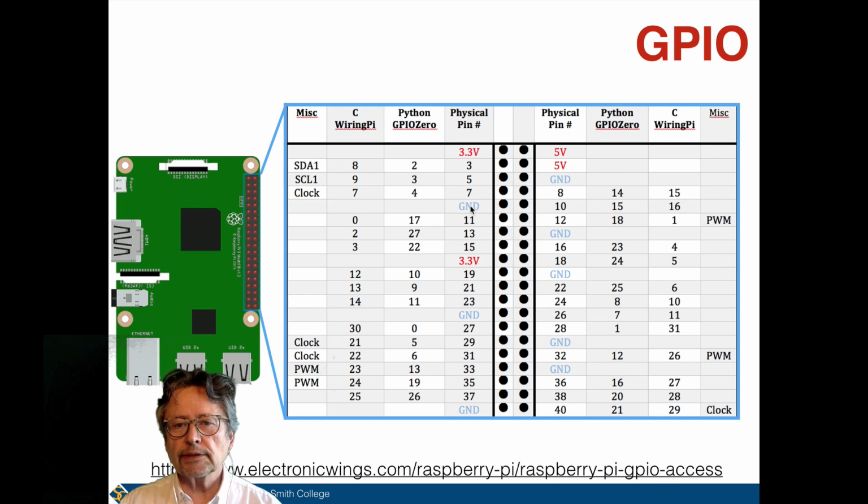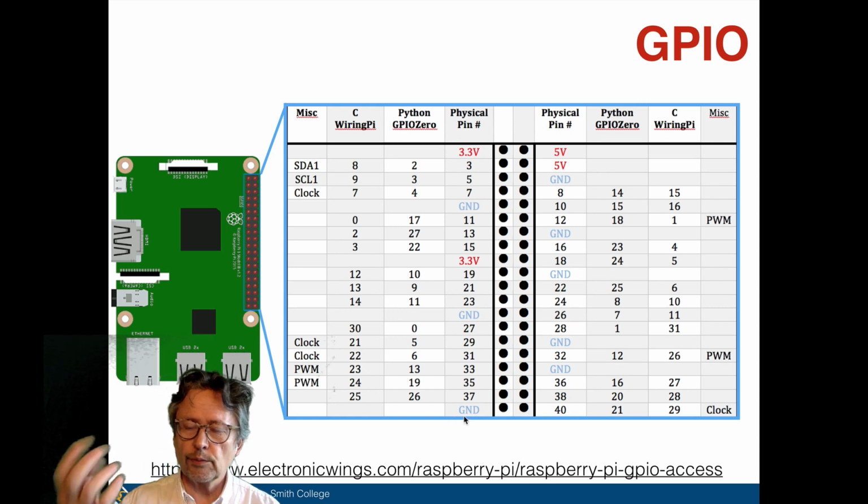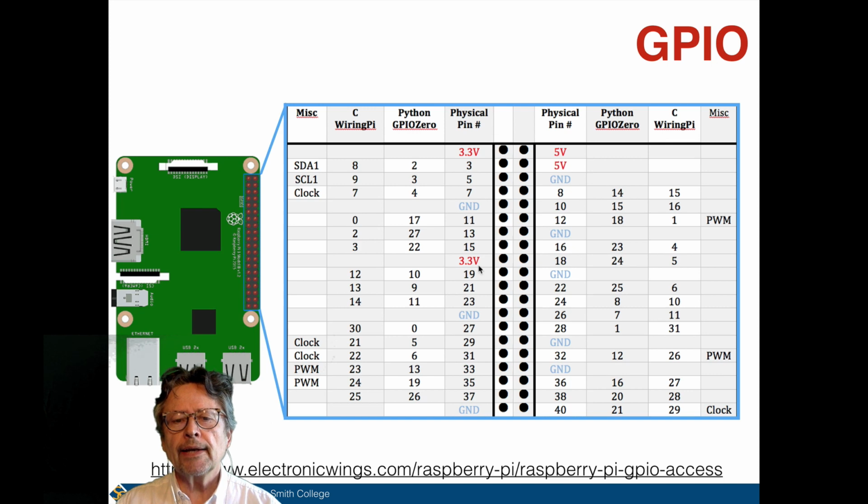So we have several grounds. If you need to connect to ground, we have several of them, and they're distributed throughout the connector, which is good. You don't want them to be all in one place. And another 3.3 volt here. And some pins are multiplexed. That means that they can be used as something else. All the pins that are not power or ground can be digital input or digital output.